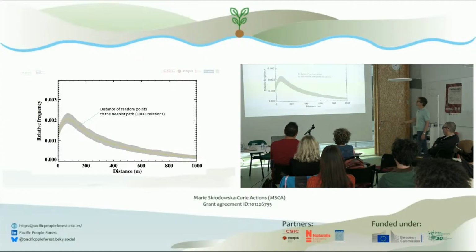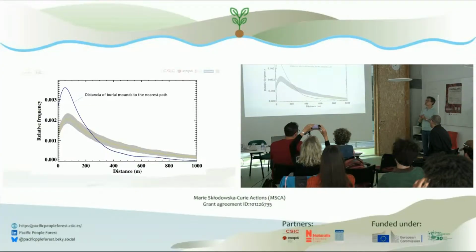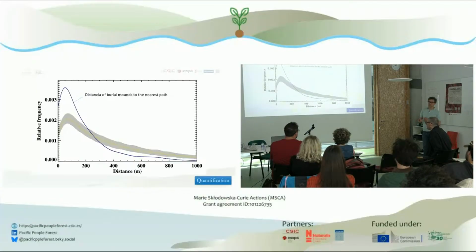And we can compare this to what happens with the mounts. And what happens with the mounts is this. This is the distance of the variable mounts to the nearest path. So this gives us a very solid basis to say that there is a significant proximity of mounts to the paths. And this is an example of quantification.